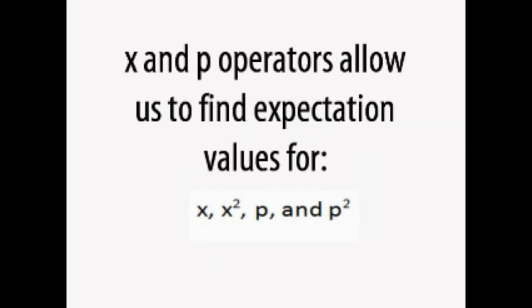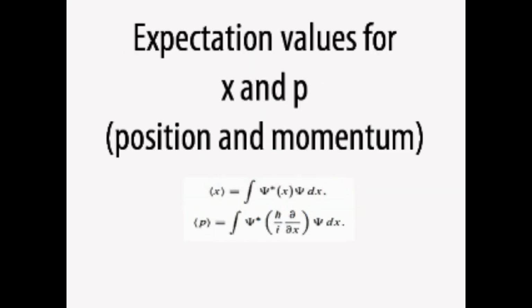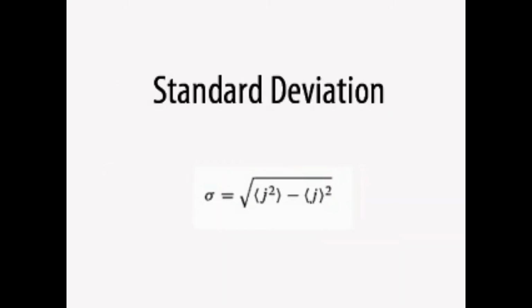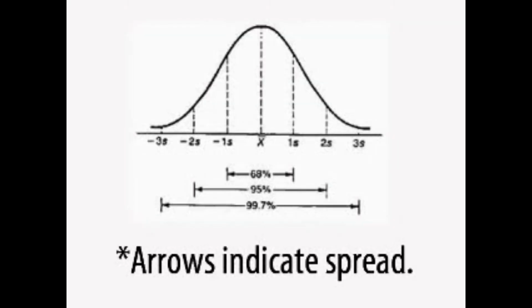What this means is that by implementing operators, we can solve for the mean of four important values: position, position squared, momentum, and momentum squared. Using this, we can solve for something called standard deviation. Standard deviation tells us how varied from the mean measurements are, or more simply, how spread out the data is.